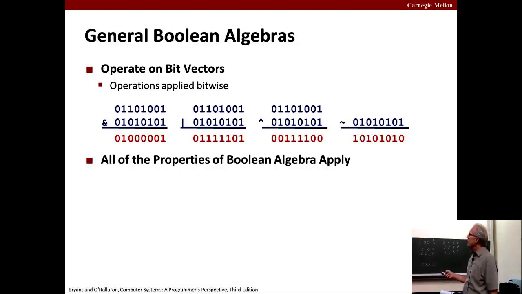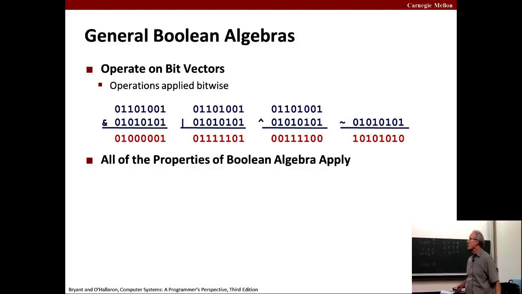And these symbols we use, the ampersand, vertical bar, caret, and tilde, are the ones that C uses to represent these operations. And so, again, if we look here, for the AND, the result is 1 only if both of the values are 1. For the OR, it's 1 if either of them is 1. The exclusive OR is 1 if one is 1 and the other is 0. And tilde is just to invert the bits.